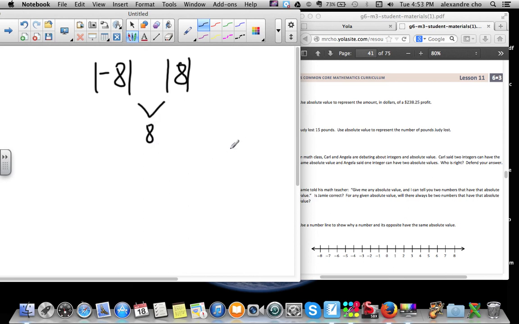Now, the other, the girl said 1 integer can have 2 absolute values. Well, let's take any integer. 7. It's an integer. If I take the absolute value of 7, can it give me 2 different values? No, it cannot. 7 is 7 steps away from 0. So the absolute value of 7 is just 7. It cannot have two values.